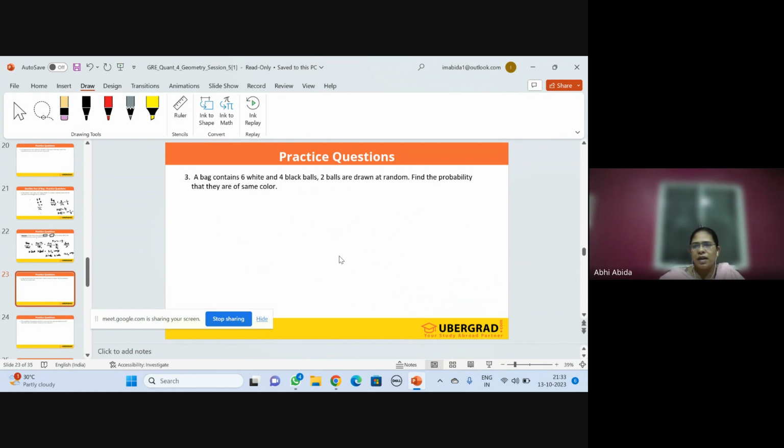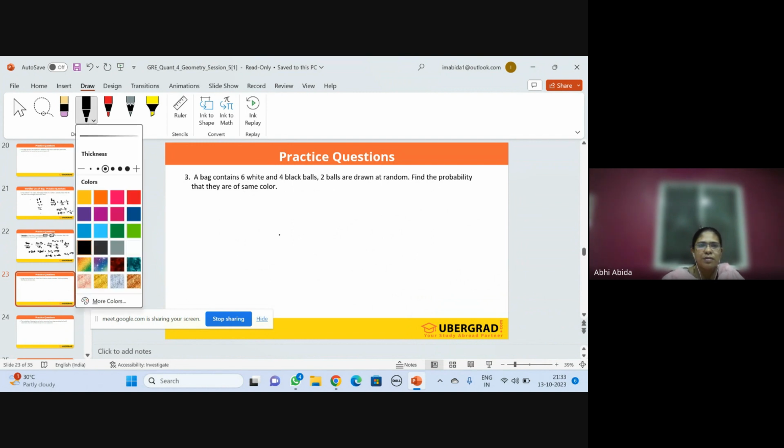Try to understand the logic here. A bag contains 6 white and 4 black balls. 2 balls are drawn randomly. Find the probability that they are of the same color. Should we multiply or add? What is the concept we have to apply here?